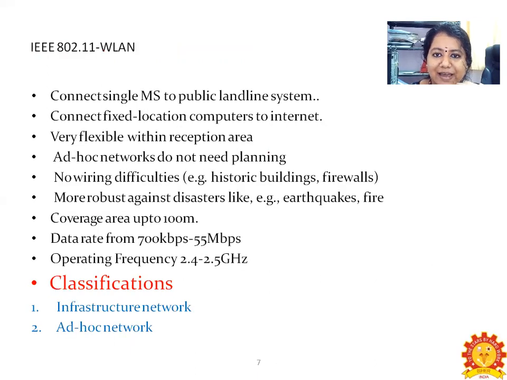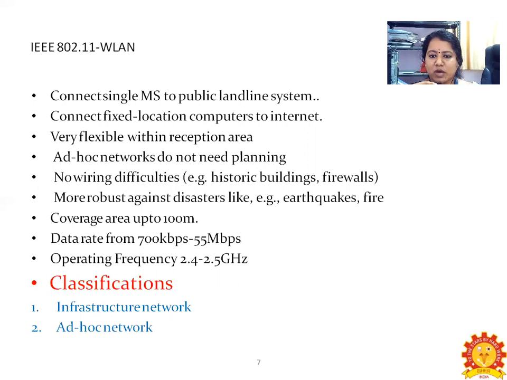IEEE 802.11 is a wireless LAN, also abbreviated as WLAN, which connects single mobile stations to multiple landline systems. It also connects fixed location computers to the internet. It is very flexible within its reception areas. Ad hoc networks do not need planning. There are no wiring difficulties in IEEE 802.11 WLAN, for example in historical buildings or with firewalls. It is more robust against disasters like earthquakes and fires.